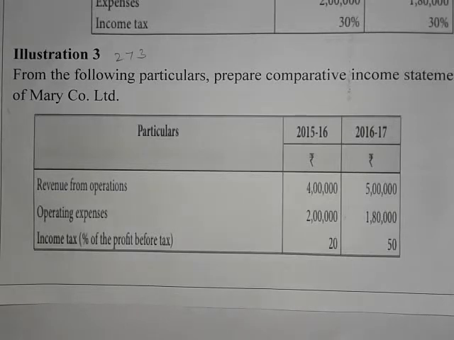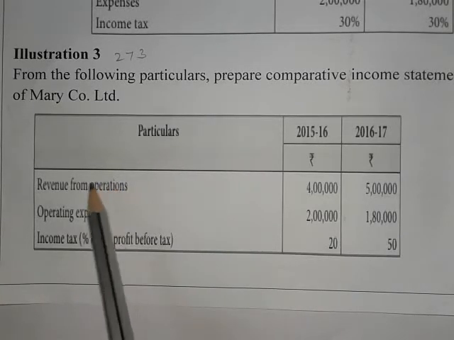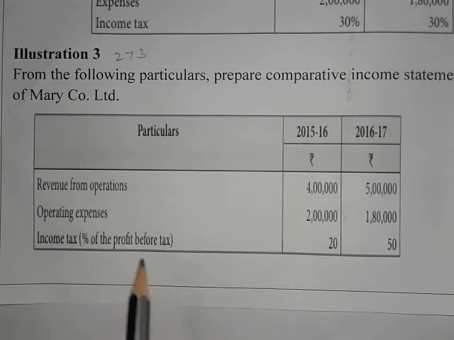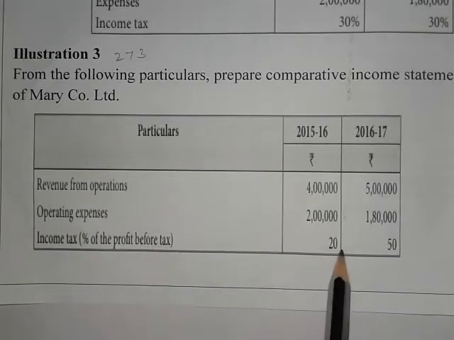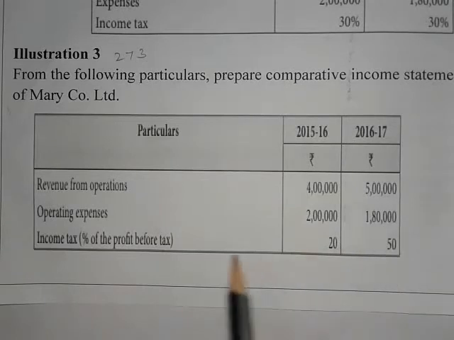Listen here. First of all, you have to add revenue from operations, and there is no other income, so there is no need to add. Next we move to the operating expenses. Revenue from operations, that is income, minus expenses, you can get profit. From that profit, you have to calculate income tax, that is 20% and 50%, and then you can find out the profit after tax. This is the question for you. Shall we move to the solution?